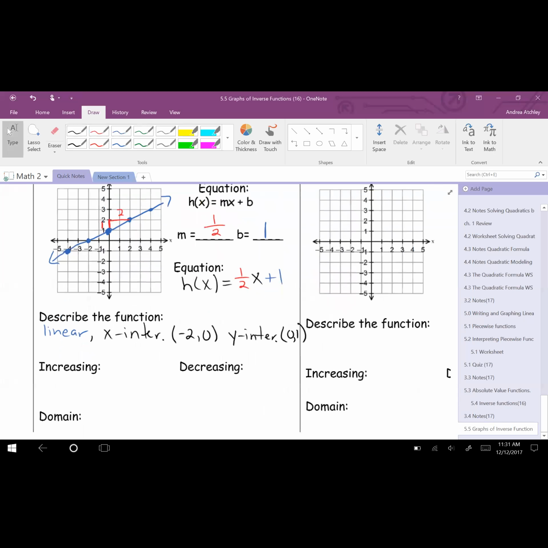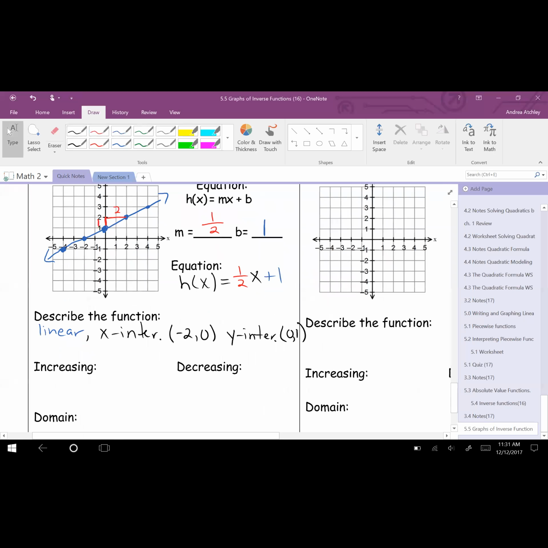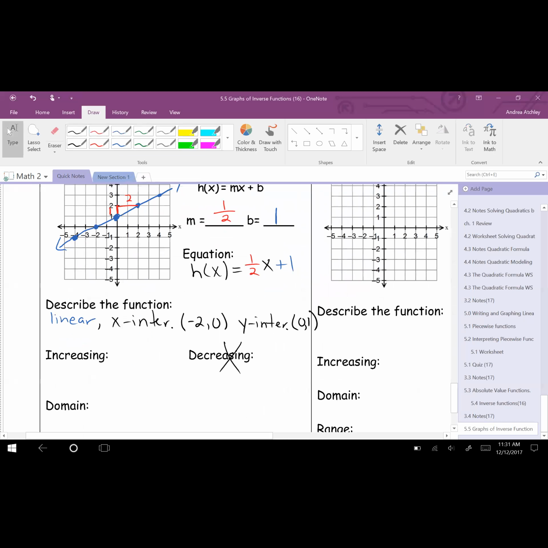Okay, is this graph increasing or is it decreasing? As I'm coming from the left, my y values are getting bigger, so that would be an increase. It is not decreasing. Also, you can tell if my slope is positive, that's an increase. If my slope is negative, that would be decreasing. So it is always increasing, from -infinity to positive infinity. Any questions over that?